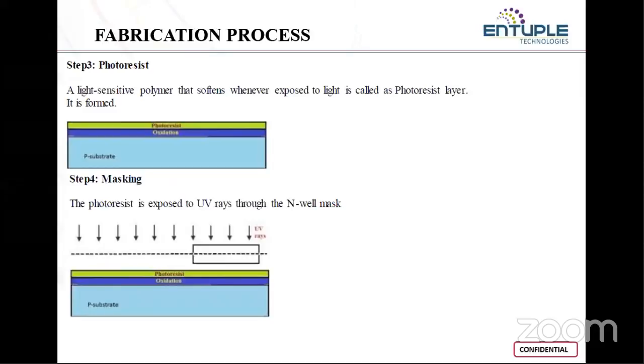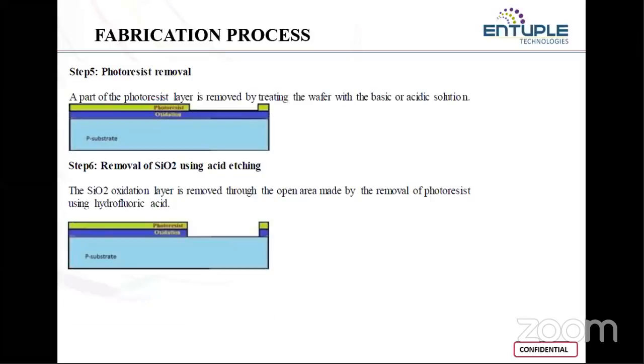So to expose or to eradicate the photoresist layer at the point where we are going to immerse that particular tub, we are just removing that. We are just rupturing that photoresist layer, and then we are removing the photoresist. After removing the photoresist, we are removing the oxide layer by using an acidic solution, most probably hydrofluoric acid.